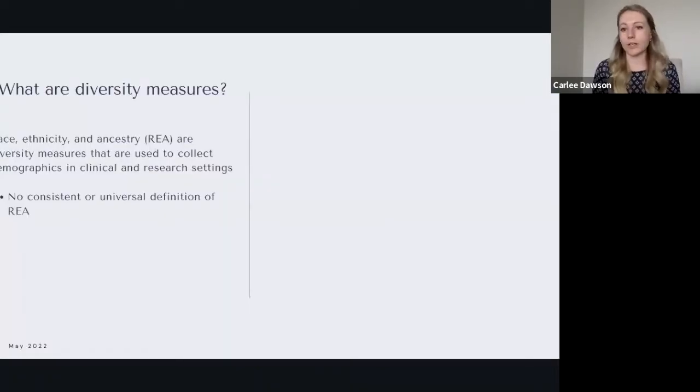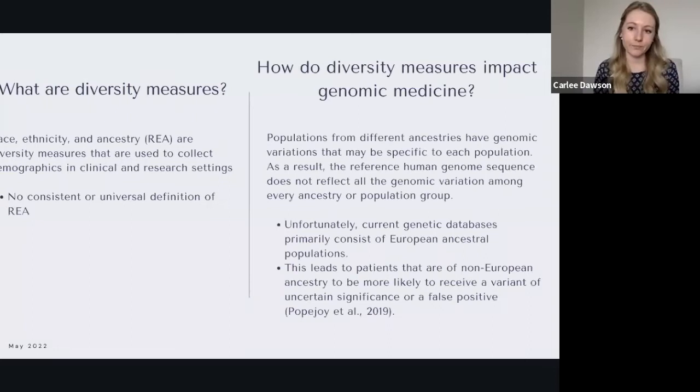First, I want to start off by reviewing what diversity measures are and the problem that we've identified. So race, ethnicity, and ancestry are diversity measures that are used to collect demographics in clinical and research settings. However, there are no consistent or universal definitions between these three terms, which leads to interchangeable uses. So then, how do diversity measures impact genomic medicine?